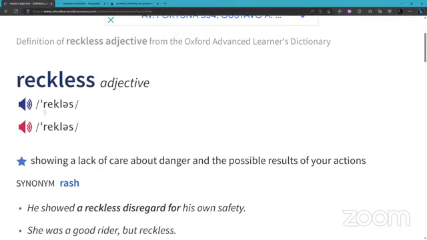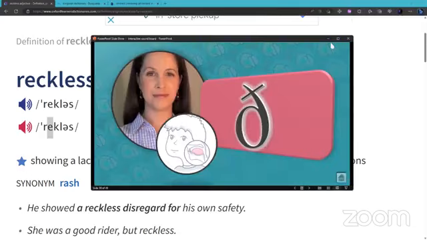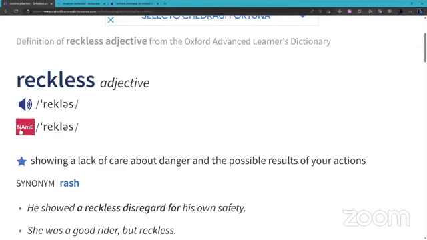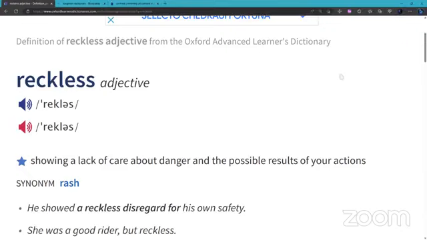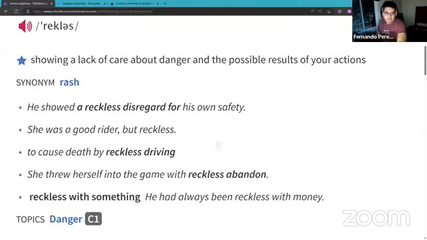Reckless. This is not the alphabet. How do you pronounce this? Let's go. Exactly. Reckless. Excellent. Reckless: showing a lack of care about danger and the possible results of your actions. What level is this? Oh, C1. Okay. Danger.